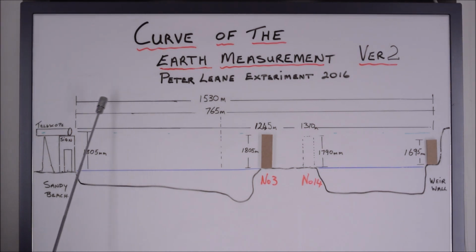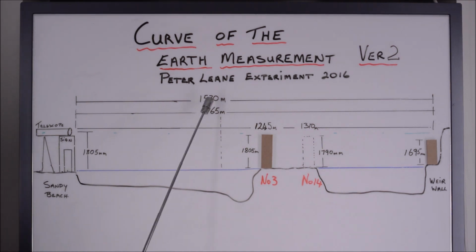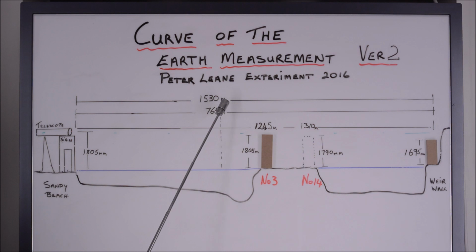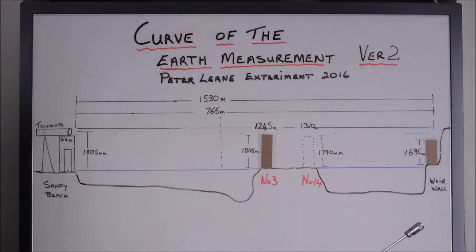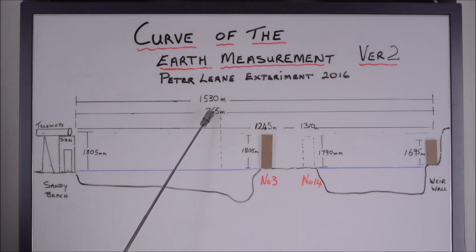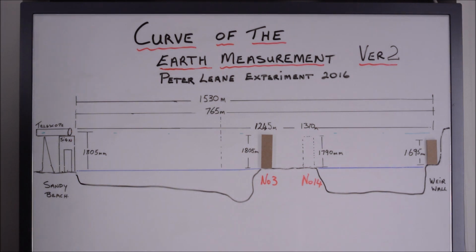The overall length from the telescope to the rear wall is 1530 metres, which is just 70 metres short of 1600 metres or 1 mile. The halfway point is 765 metres, so we didn't get the halfway point. The geography of the place didn't allow us that. But our main pillar, pillar number 3, is 1245 metres from the telescope. And we also have pillar number 14, which is directly in line with the line of sight to the wall.